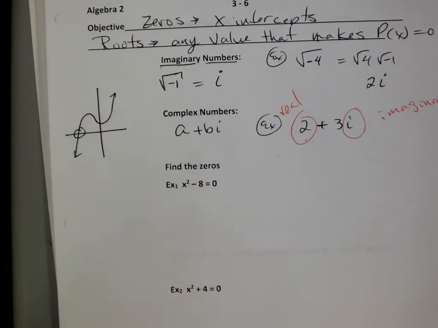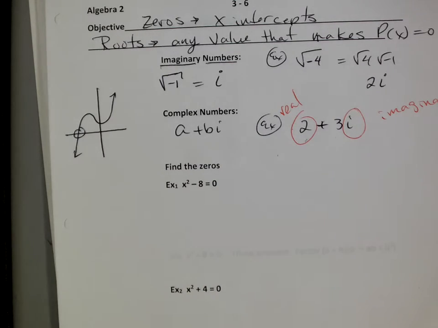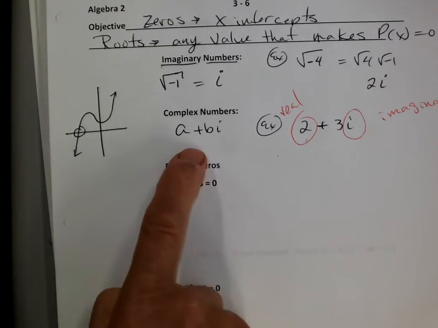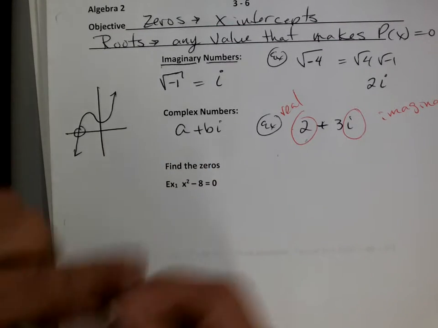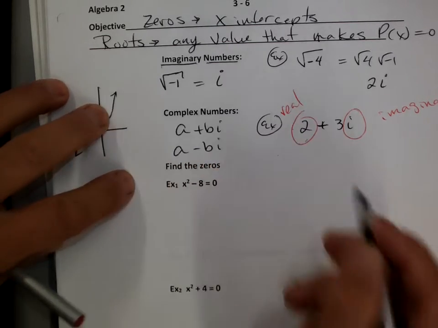So it's pretty complex, right? We got a real number and an imaginary. We call it a complex number. Okay, they come in pairs. Complex numbers come in pairs. So if you got an a plus bi, you're often going to have an a minus bi. They like to come in pairs, like square roots.